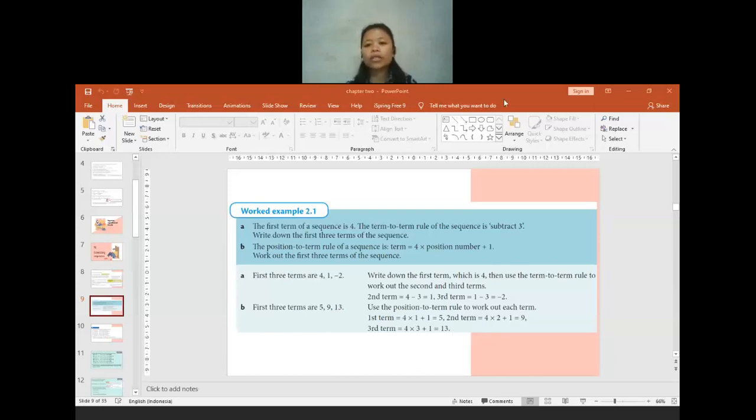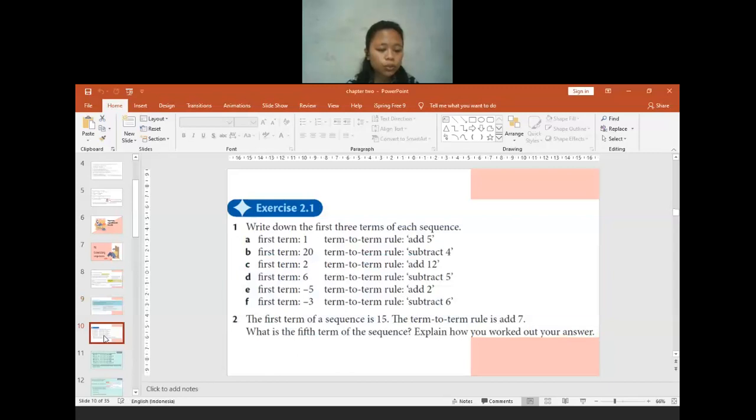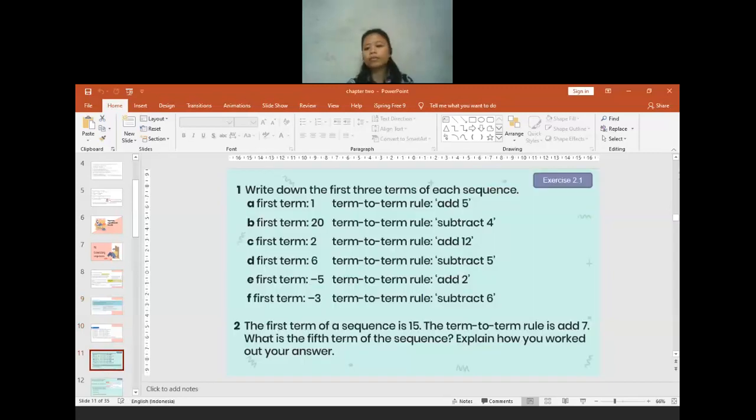Is there anyone having questions or still getting confused? Maybe is there anyone? No? If no one has questions, maybe we can continue to exercise 2.1.